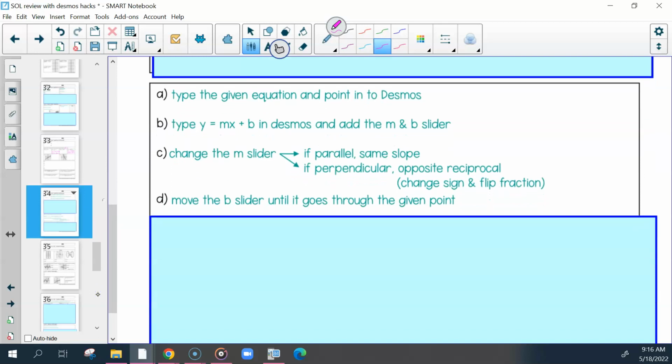Then for this part below, type the given equation and point into Desmos. Type in y equals mx plus b and add the m and b slider. Change the m slider. If it's parallel, change it to the same slope. You can type in whatever that slope is, or you can move the slider, either or. If it's perpendicular, change it to the opposite negative reciprocal. Move the b slider until it goes to the given point.